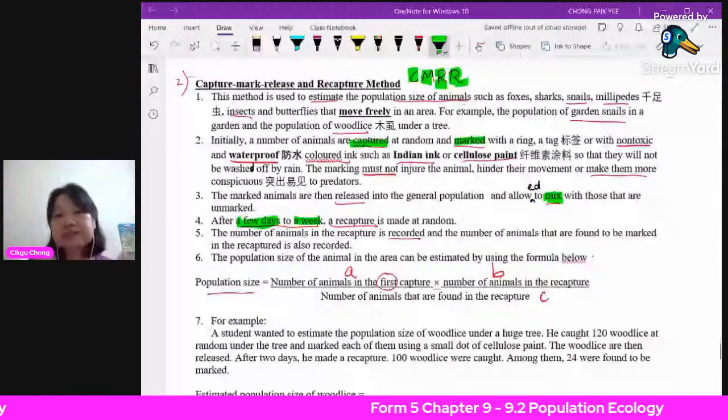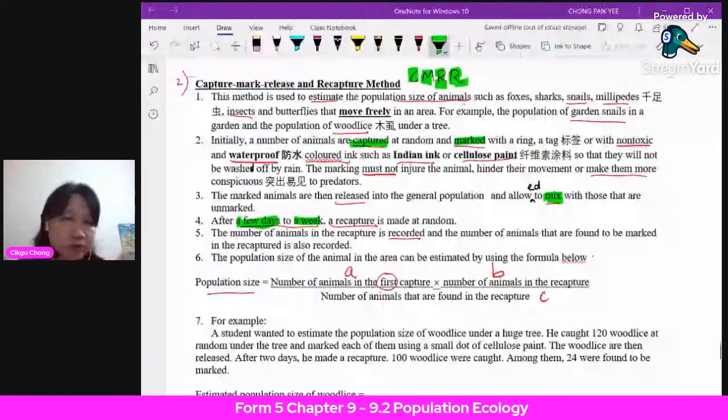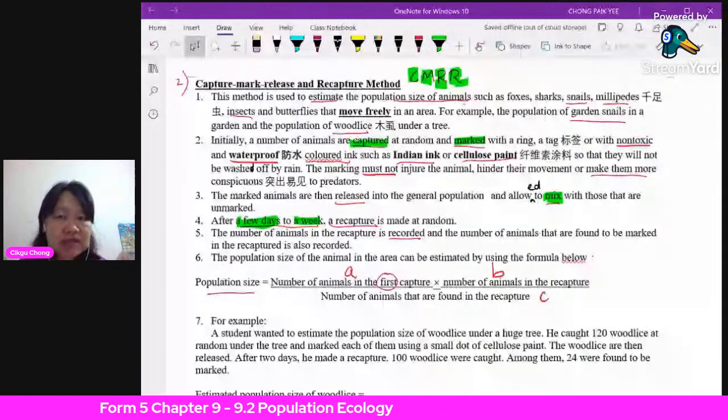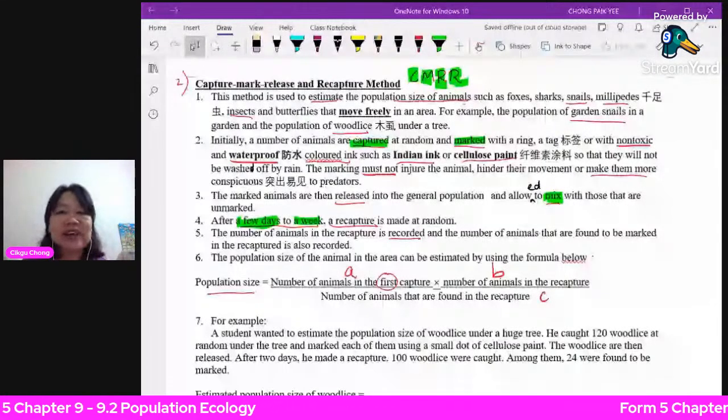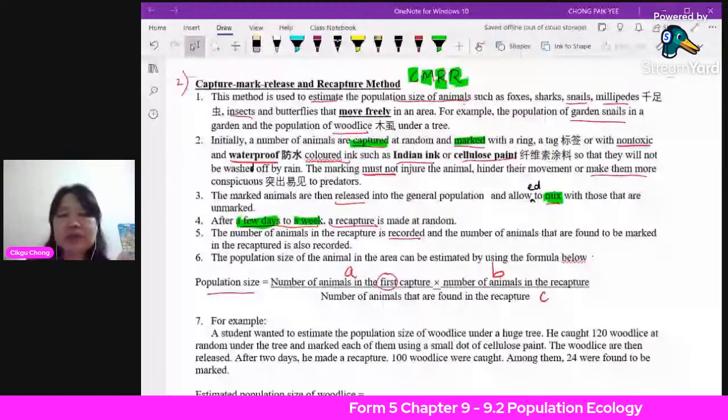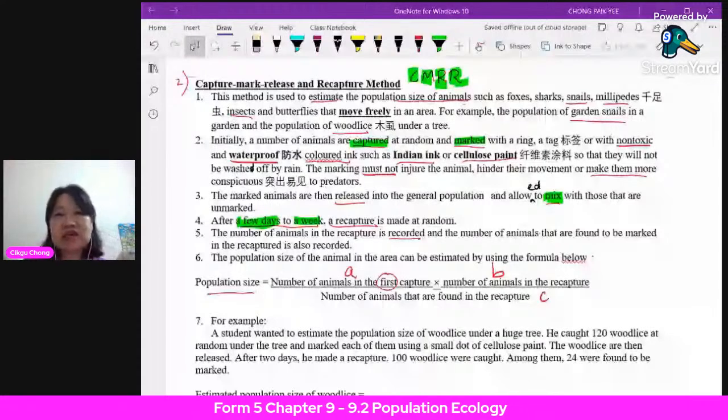You remember this formula? I always remember A times B divided by C. I always tell my students, very easy. A times B divided by C. Now, what is A? What is B? What is C? Very simple. A is your first capture. How many did you get when you trapped the first time?